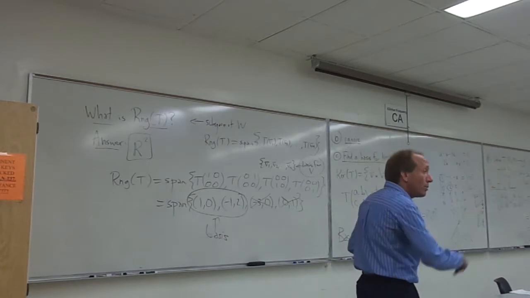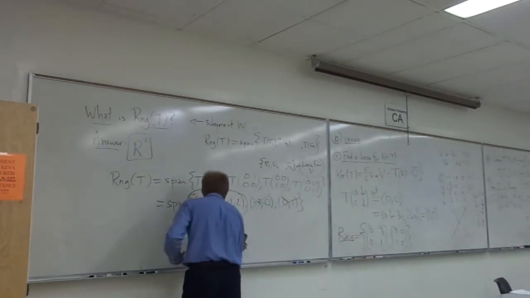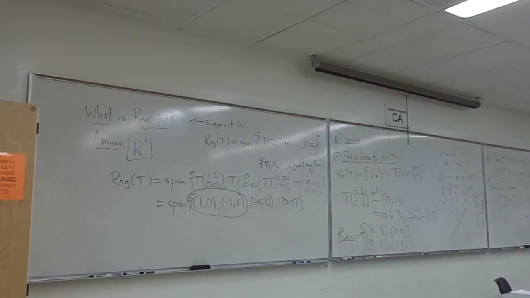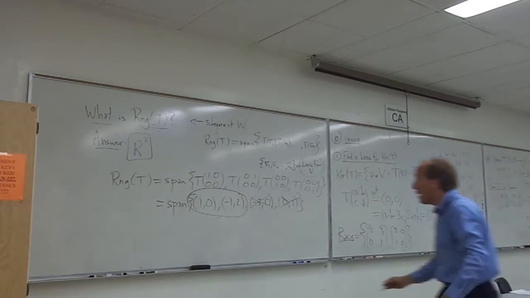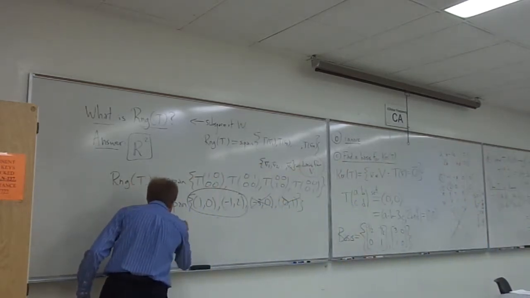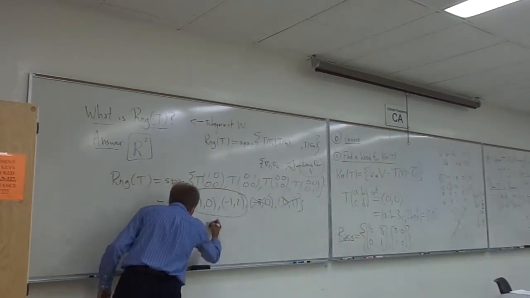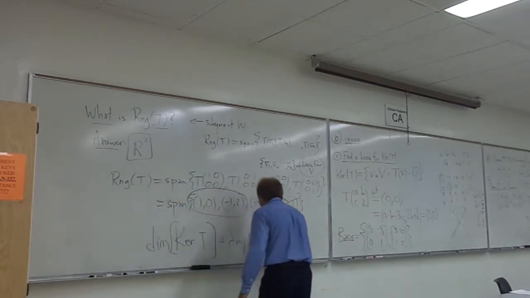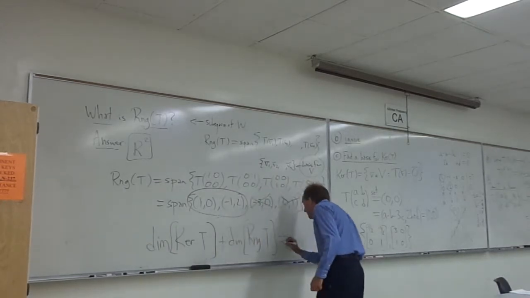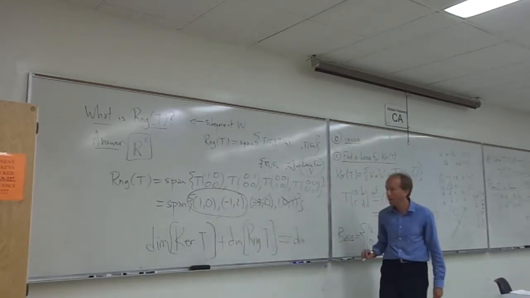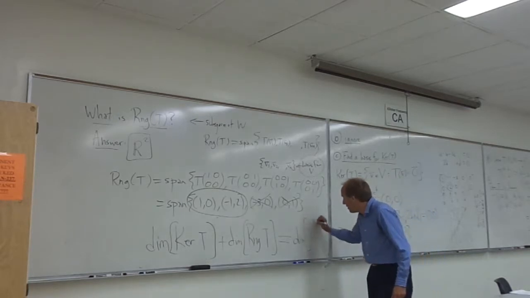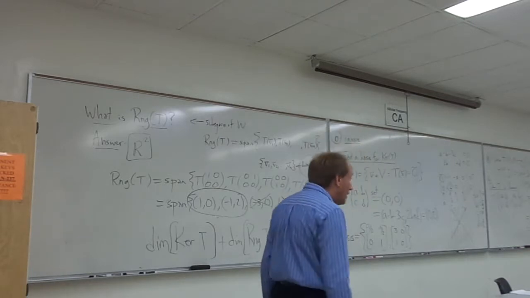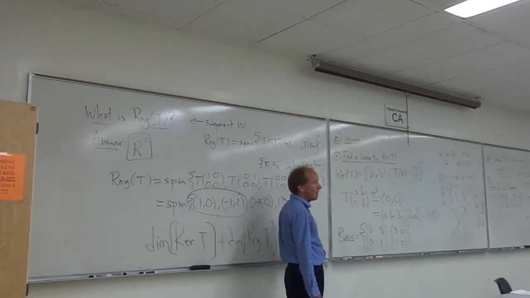Yes, the other way to do this problem, guys, is to remember that there is a connection between the sizes of the kernel and the range. Everybody absolutely needs to know this formula. The dimension of the kernel plus the dimension of the range adds up to how much? Do you remember? Right, the dimension of V. Very good.